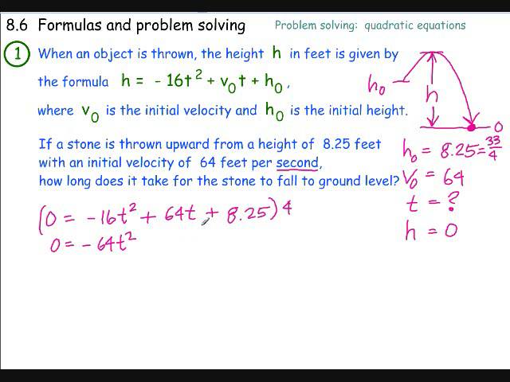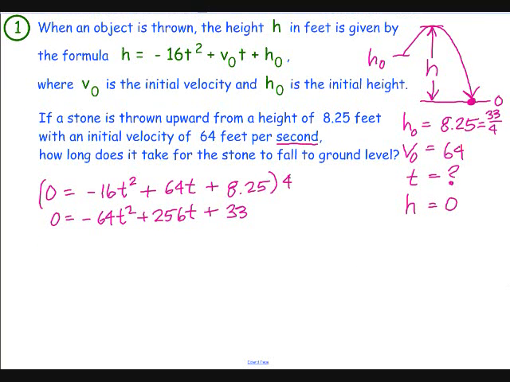Well, 4 times 4 is 16. 256 plus, oh, I hope I'm right, 256t plus, if I say 4 times 8.25, I get 33. Oh, that is one awful thing to look at. And here's where I should have my calculator handy. I hope you have yours handy.